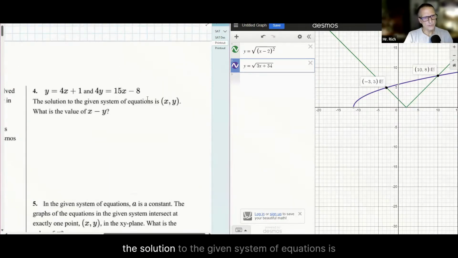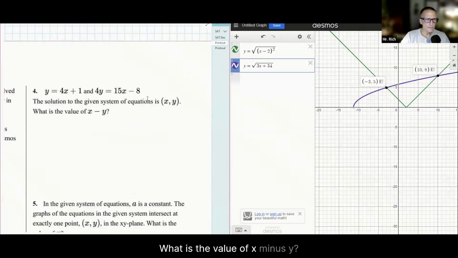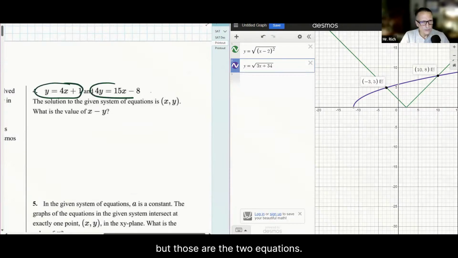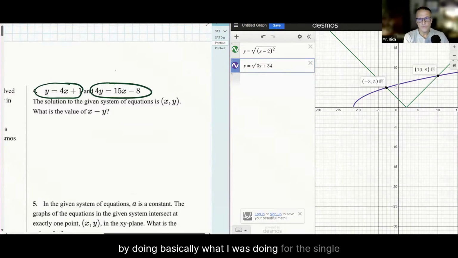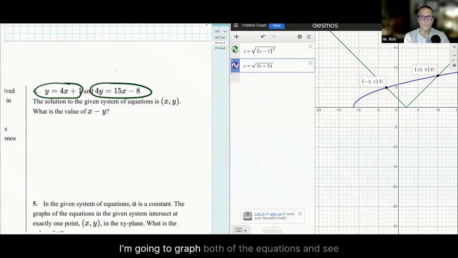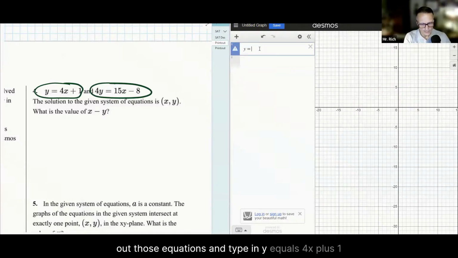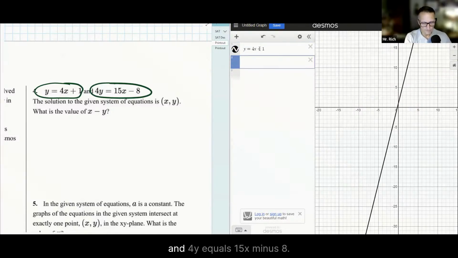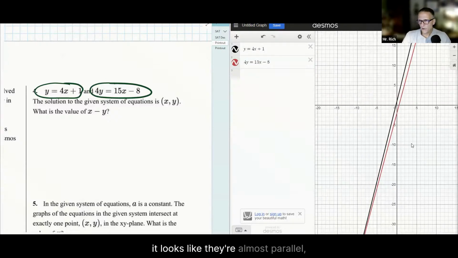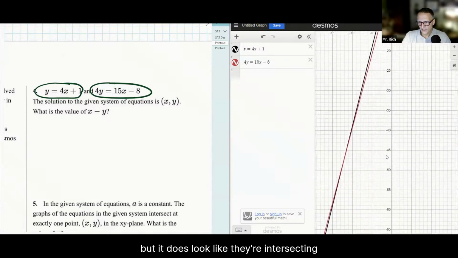This says the solution to the given system of equations is x, y. What is the value of x minus y? Now, I apologize, these didn't wrap around, but those are the 2 equations. So I can solve a system of equations by doing basically what I was doing for the single variable equations. I'm going to graph both of the equations and see where they intersect one another. So I will clear out those equations and type in y equals 4x plus 1 and 4y equals 15x minus 8.